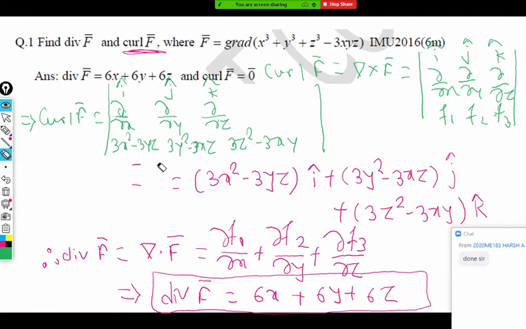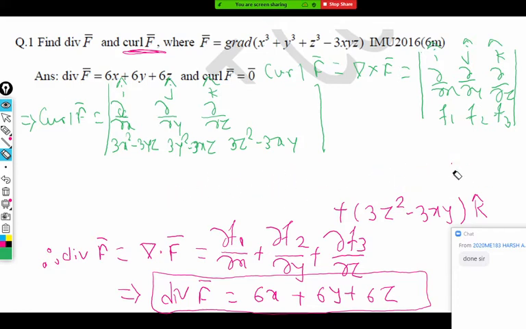No, sir. Now we have to expand the determinant. Just expand this determinant, we get a curl vector. Anyone completed? What's the answer?